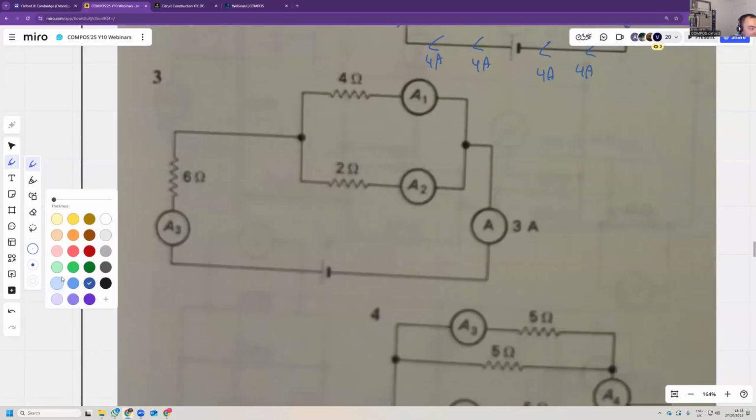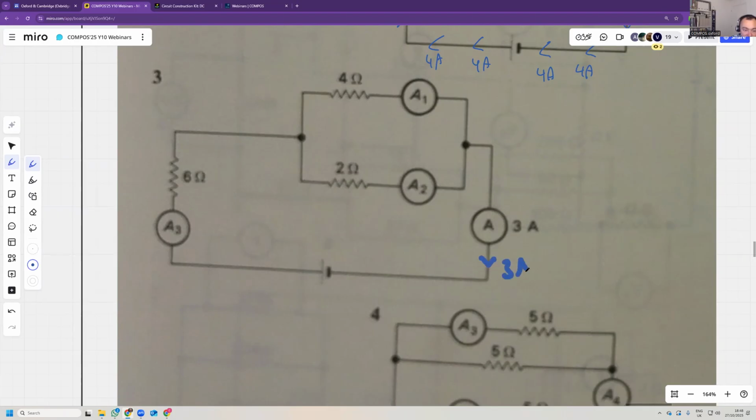Now we get to the less intuitive part. We have 3 amps here. So 3 amps. It's either too thin or too thick. So 3 amps. 3 amps. So it's still 3 amps in this ammeter. Now 3 amps flows here, and now the 3 amps splits. Some of it goes up, some of it goes down.